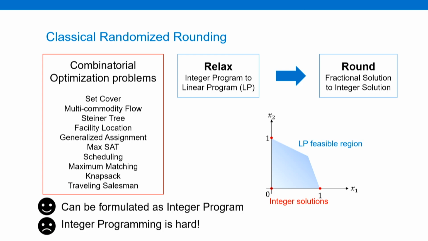So classically, the challenge is you might have an extreme point that lies outside the convex hull of the integer points. So what you need to do is figure out how to scale that solution to lie in the integer hull so that you can write it as a convex combination of integer solutions. All right, so that's classical randomized rounding.